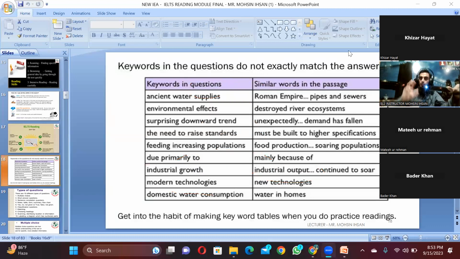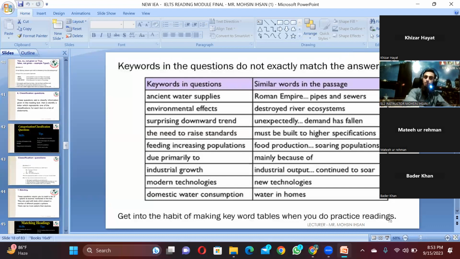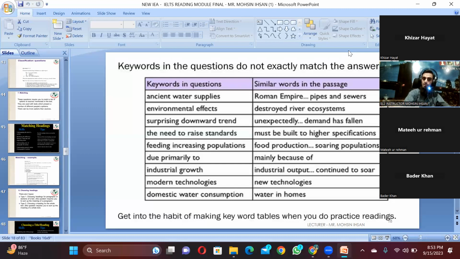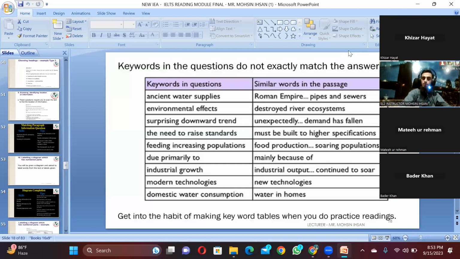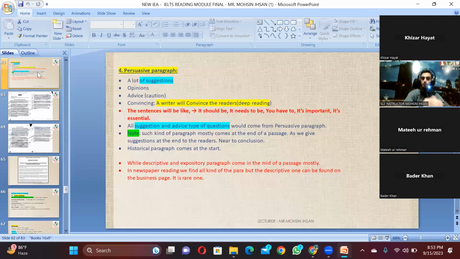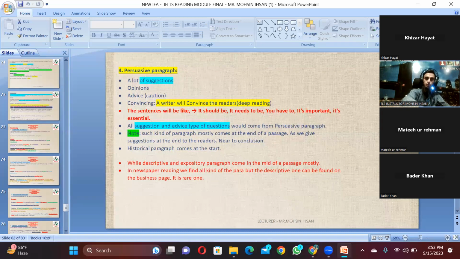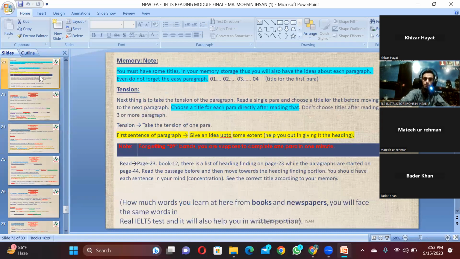But overall, reading and listening is about the synonymized technique, 100%, and especially passage 3 and section 3. In listening section 3 and in reading passage 3, you will have 100% synonym words in the questions compared to the paragraph, to the passage, right? Okay, next you have yes.